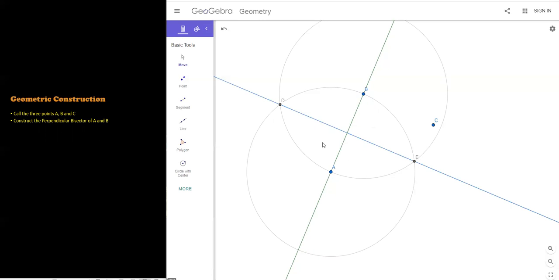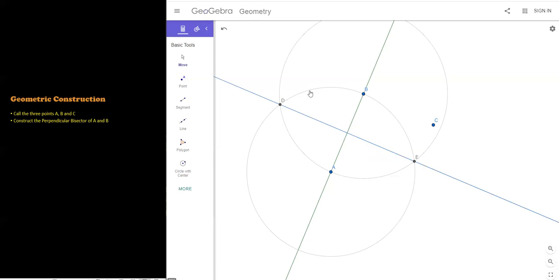Now, why do we care about this line? Well, the big deal about circles is every point on a circle is the same distance from the center. So if A and B are on the same circle, then the center of that circle must be the same distance from A and B. And so the center of the circle will be somewhere on the blue line. That's the idea.